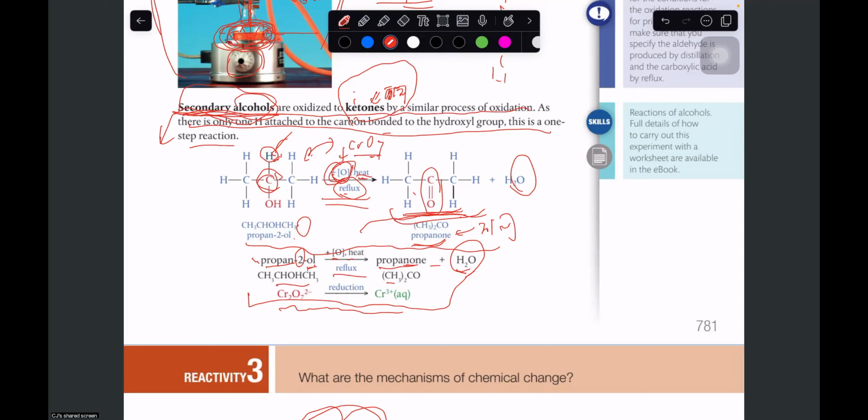The first step, this hydrogen and this OH will be removed to produce water. And so the carbon has two electrons left. These two electrons will combine with the oxygen. So the oxygen will be added to this spot and produce this structure, C=O. And this is the propanone.